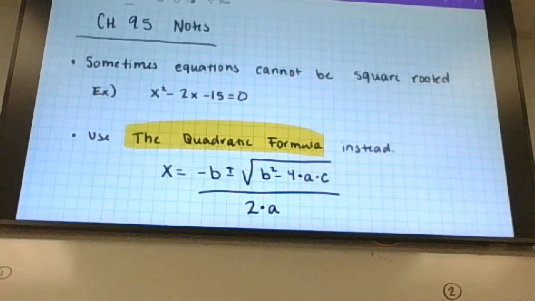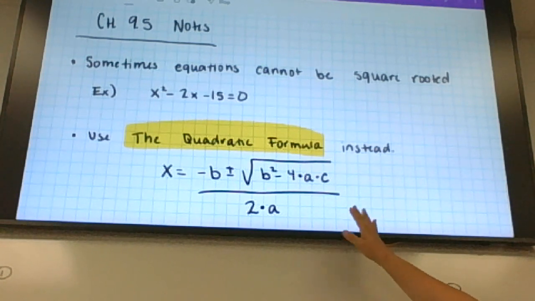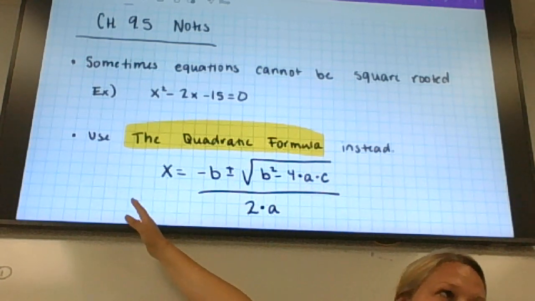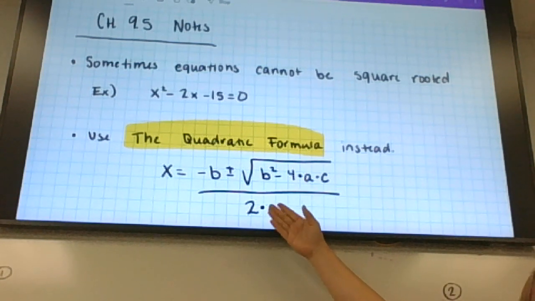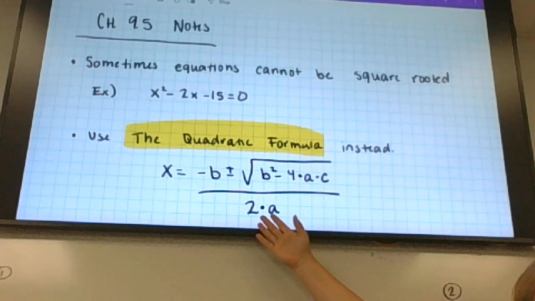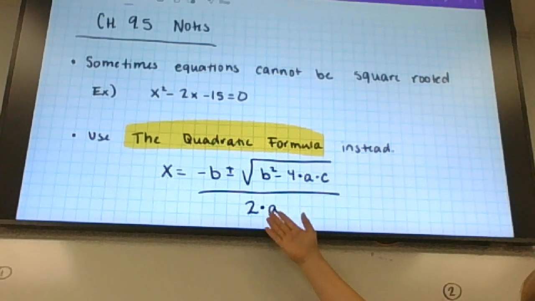The great news is you don't have to memorize it. On your formula sheet for your exam, you'll see this formula on there. Okay? So you don't have to memorize it, but you have to understand when it's useful and how to use it. No need to memorize it. Let me write that down.